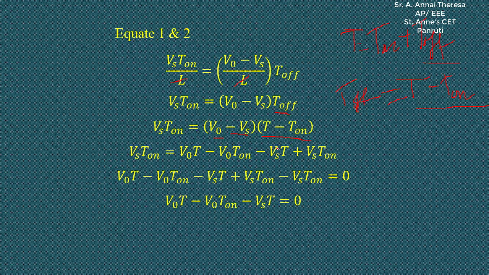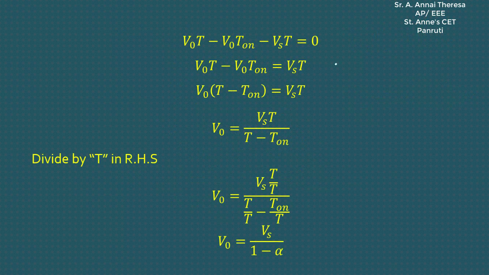Okay, so now we can bring this term Vs T to the right hand side. So V0 T minus V0 T on minus Vs T plus Vs T on. If you bring this term here, there will be minus Vs T on, which is equal to 0. Now we can cancel these two terms. So the rest of the terms are V0 T minus V0 T on minus Vs T, which is equal to 0. The same equation I have written here.